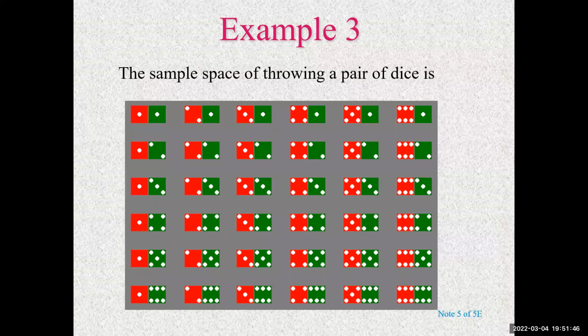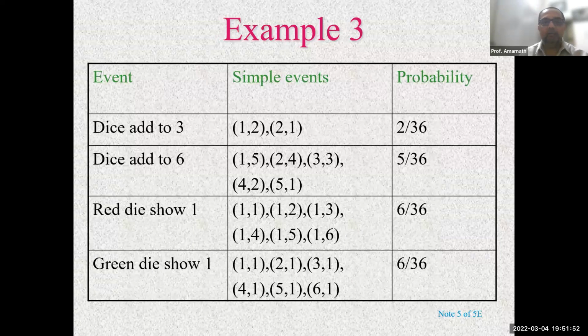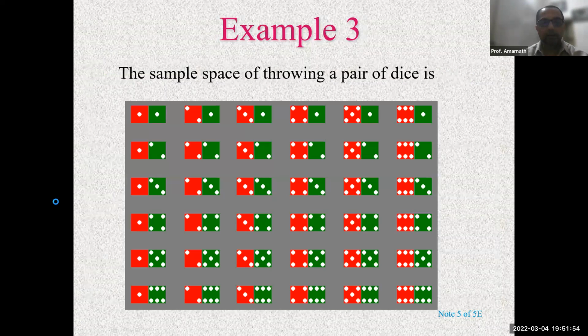Got it. So where dice add to 3, 1 and 2, and 2 and 1, where is that 1, 2 and 2, 1? Let's see. This is 1, 2 here. That's one thing. Where is 2 and 1? Here. 2 and 1. So this is the way which we try to do it.